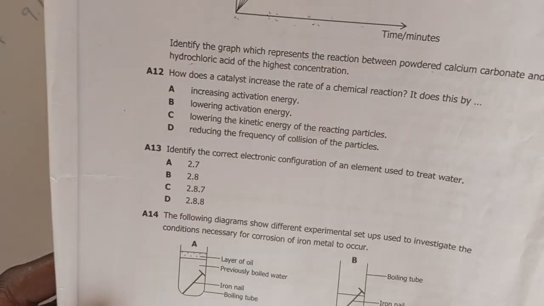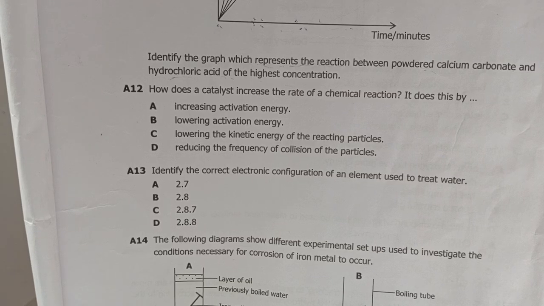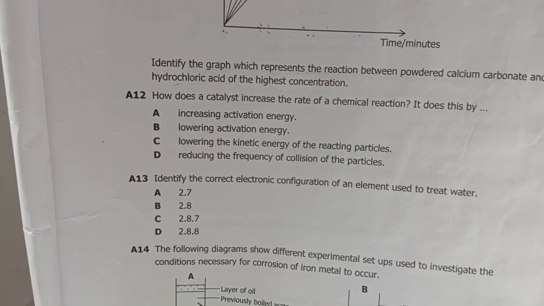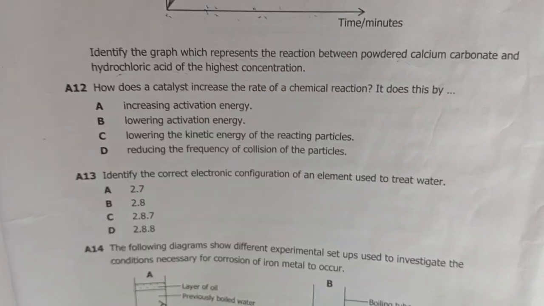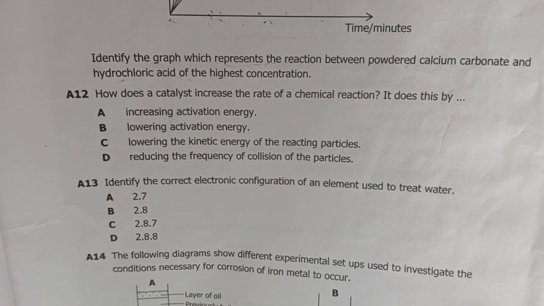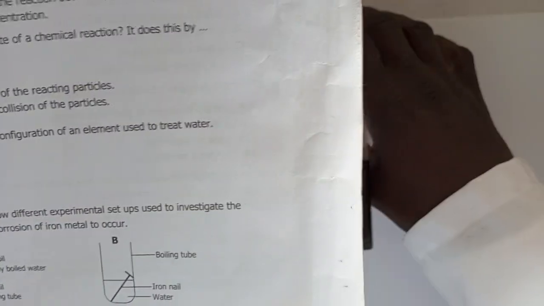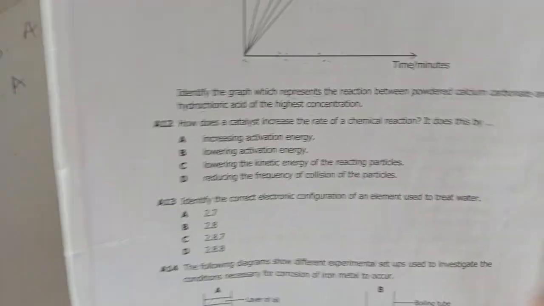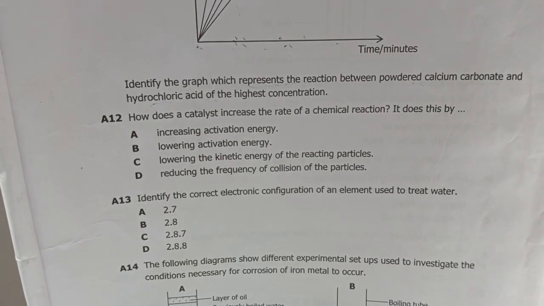So we continue with question 12. Question 12 reads, how does a catalyst increase the rate of a chemical reaction? So a catalyst, as you may be aware, is basically a substance which speeds up a chemical reaction and it does not get changed during a chemical reaction. This speeding up of a chemical reaction, a catalyst basically does by lowering the activation energy.